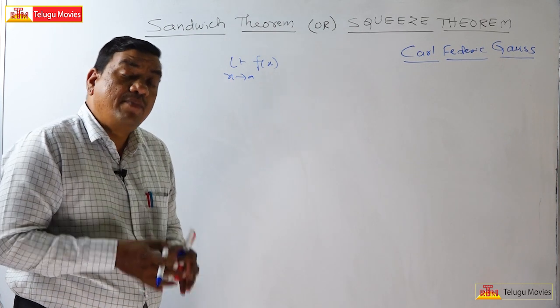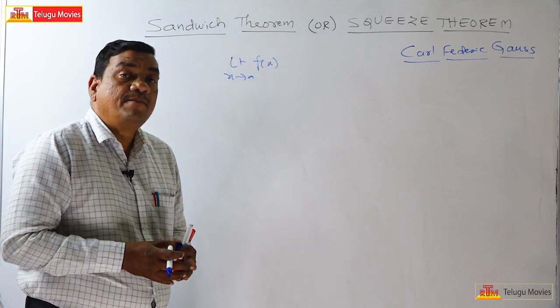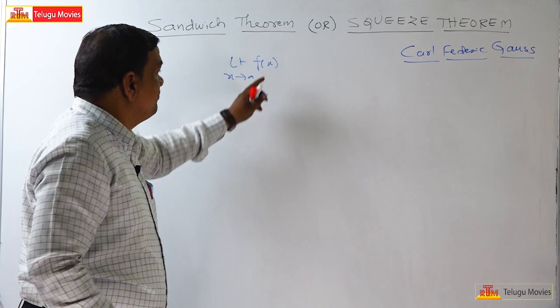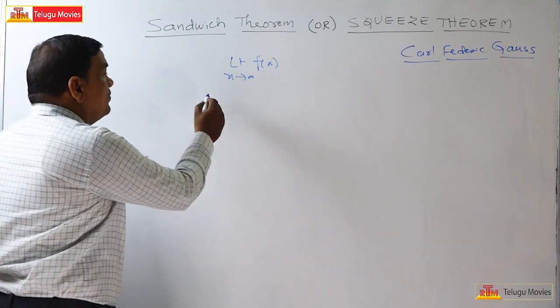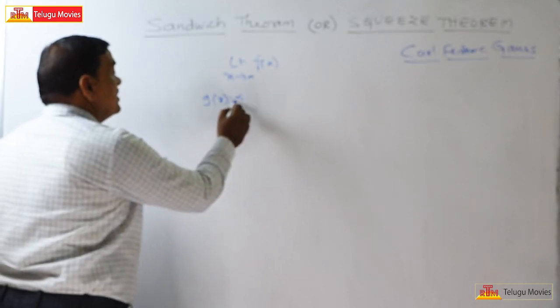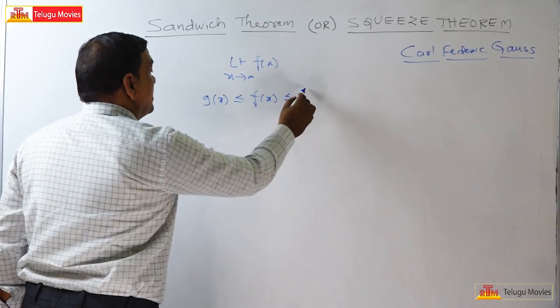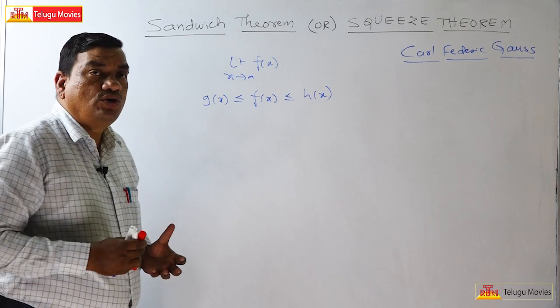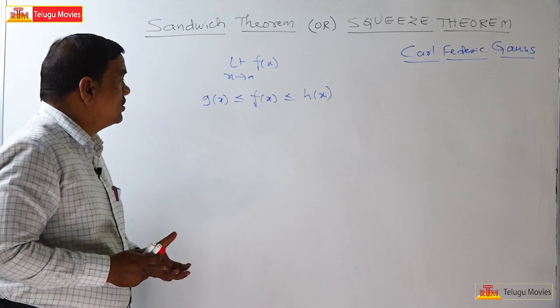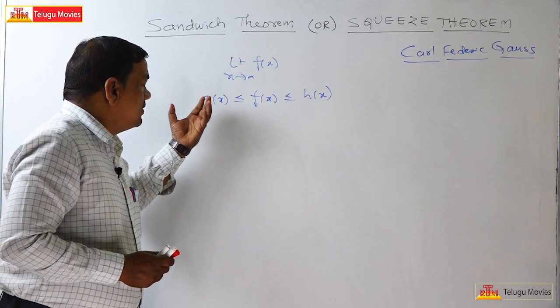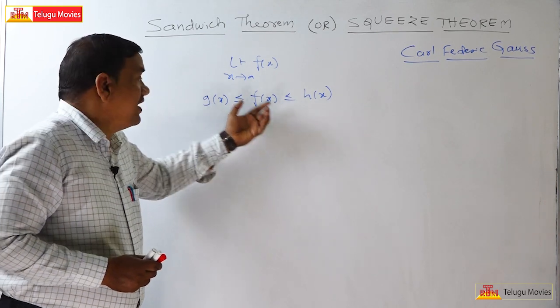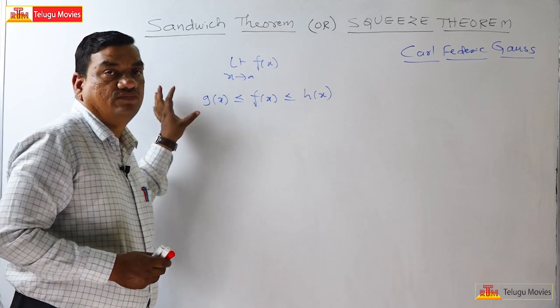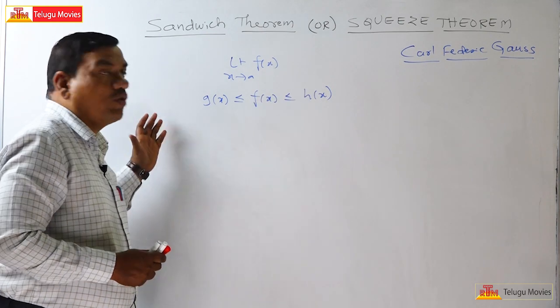Now, if you are able to find functions of the form g of x less than or equal to f of x less than or equal to h of x. That means, let us take two functions between which f of x should lie, g of x and h of x. We can call them lower bound and upper bound.